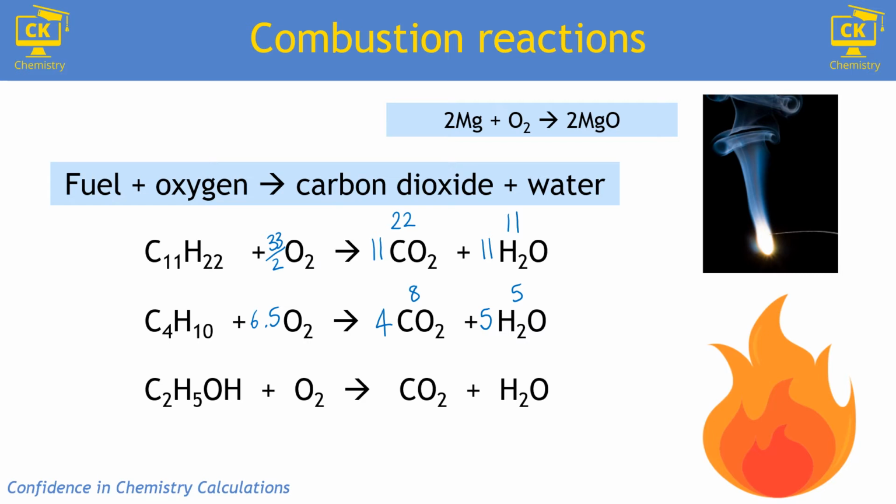Last one is an alcohol, ethanol. I'm still going to follow the same idea, so 2 carbons makes 2 carbon dioxides. Now I've got to be careful with my hydrogens because the formula is structural, so I've got to group them together. There are 6 hydrogens, which means there are 3 H2Os. Once again, just because I'm hammering this point home, we've got an odd number of oxygens because we've got 4 in my CO2, 3 in my water, that makes 7, 3.5 oxygen molecules are needed.